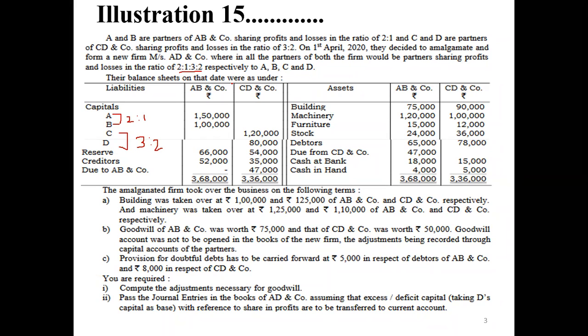Their balance sheets on that day were as under. On the liability side, we have the balances of all four partners, reserve with both the companies, creditors with both the companies, due to AB and Company. Okay. So here we have a problem of inter-firm transaction. On the asset side, we have building, machinery, furniture, stock, debtors, cash at bank, cash in hand with both the companies, and here we have due from CD and Company.